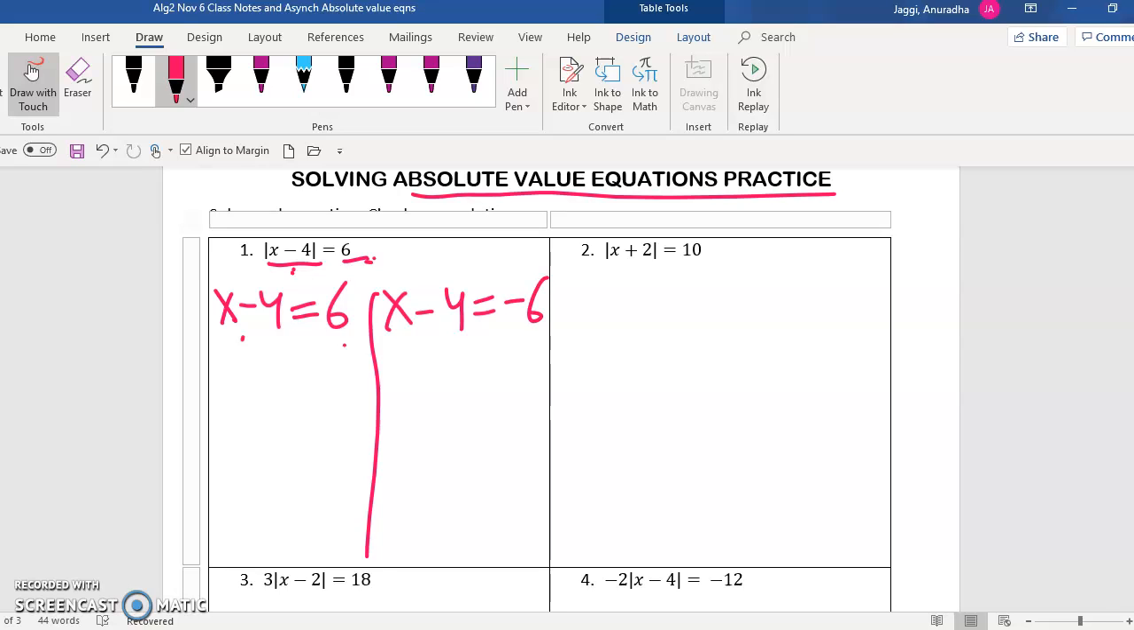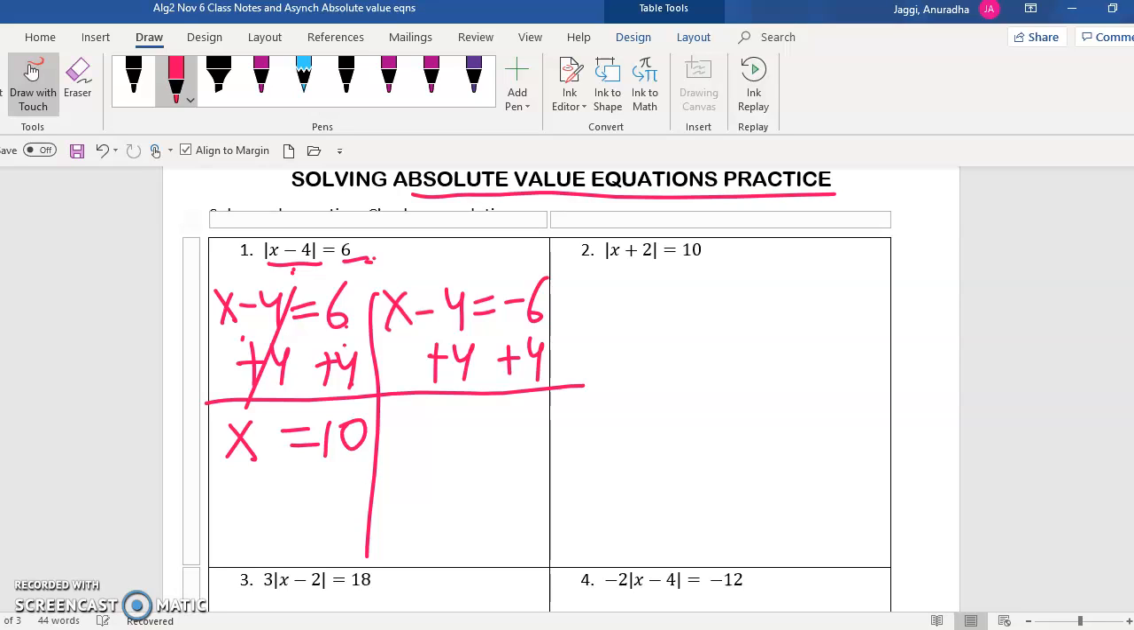Now I'm going to solve these two equations the way we solve equations. We do the inverse operations. 4 is subtracted, so you add 4 to both sides. Negative 4 and positive 4 make a 0, so you're left with x on the left hand side, and on the right hand side 6 plus 4 is 10. And here again negative 4 and positive 4 cancel, you're left with x, and negative 6 plus 4 makes negative 2.